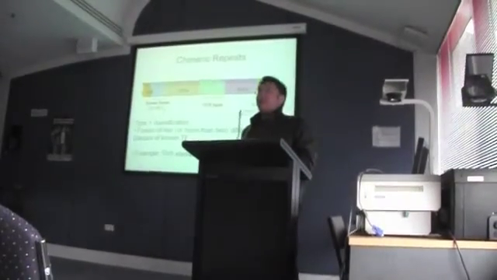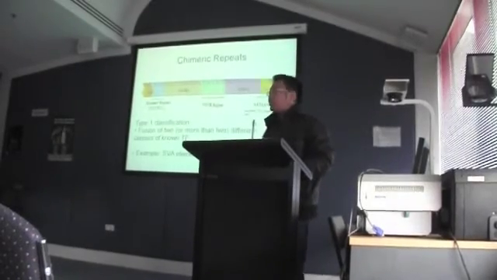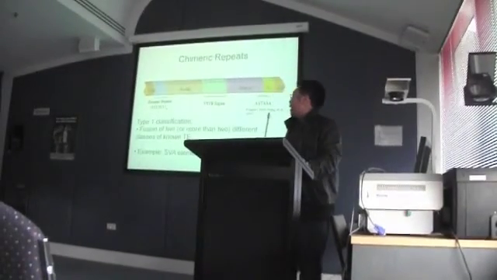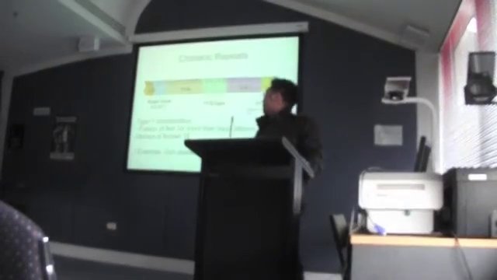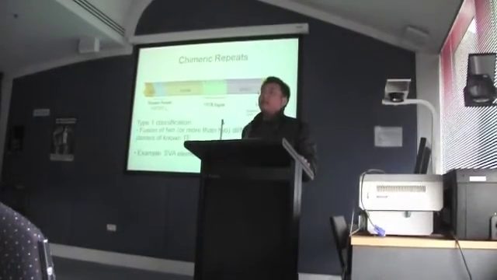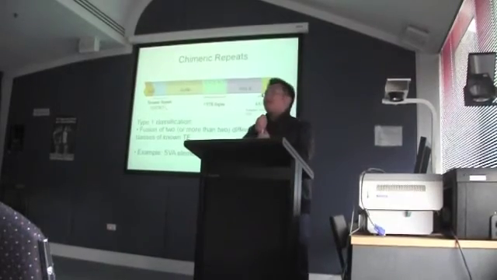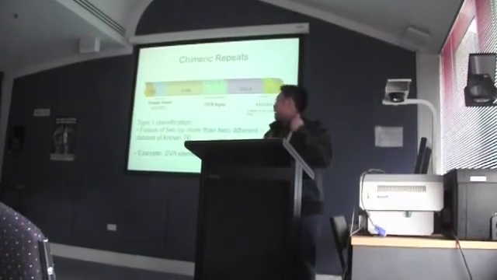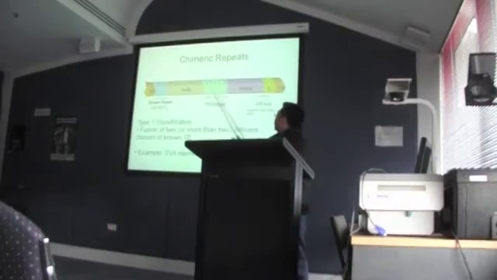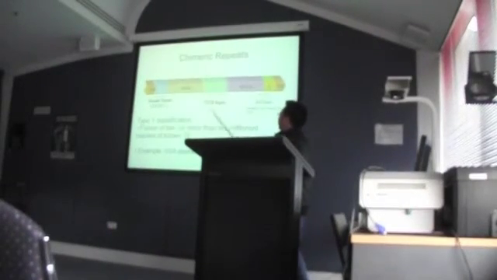The first type of chimeric repeat classification is quite straightforward. It is just the fusion of two or more different types of non-transposable elements. The best example is the SVA element that is found in the human genome only. As you can see, this SVA element contains Alu sequences, a variable number tandem repeat region, and SINE sequences.